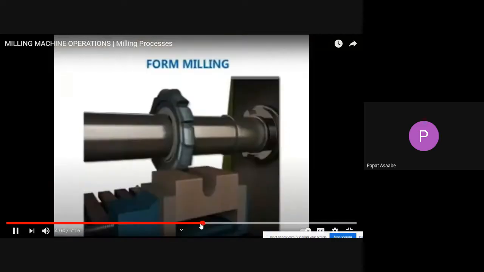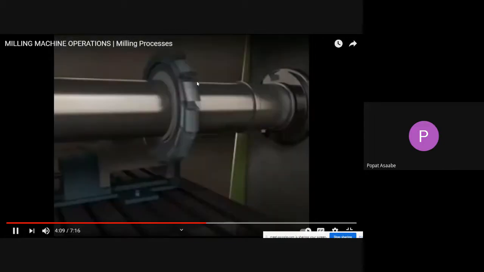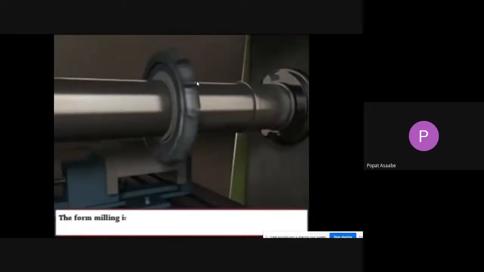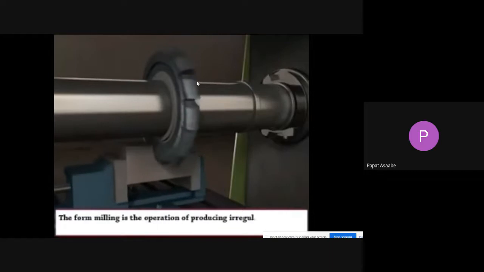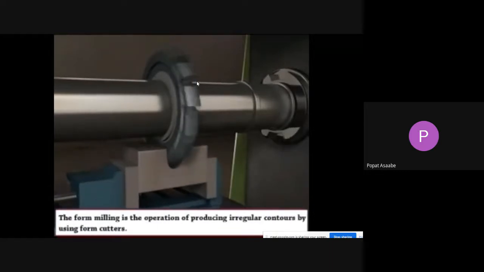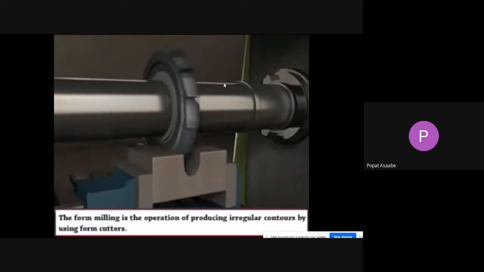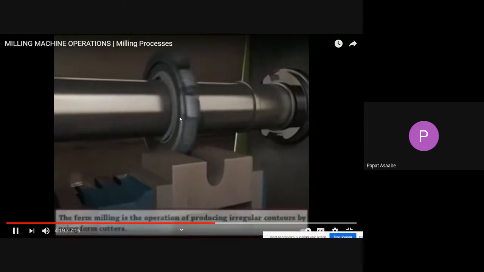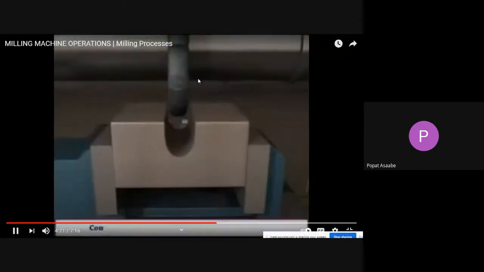Then, see, this is the form milling. What is meant by form milling? With the help of form milling, we can perform the operation on a regular surface, meaning we can generate a concave or convex shape. This concave or convex shape we can generate with the help of the form milling operation. This is the form milling cutter.